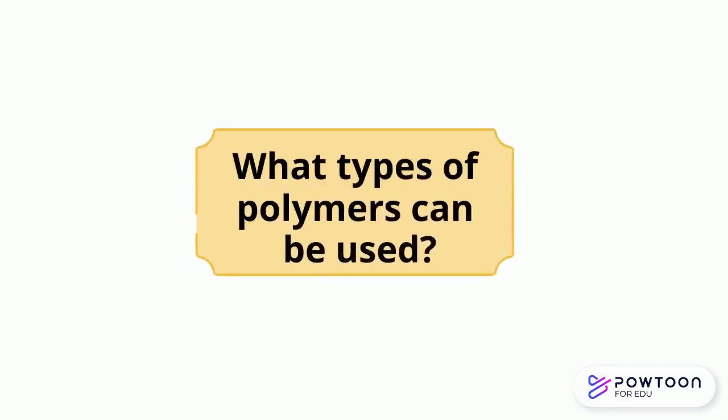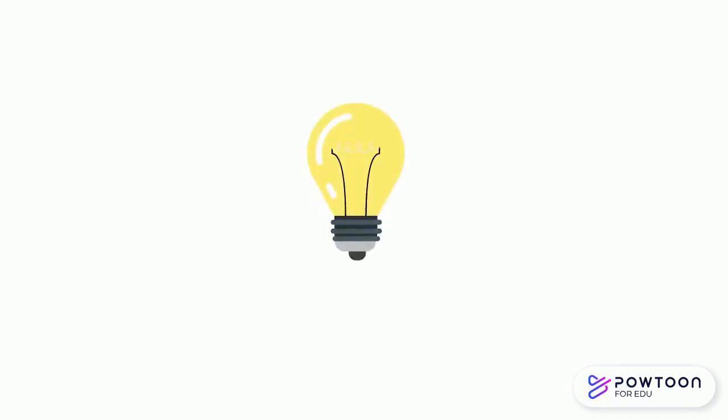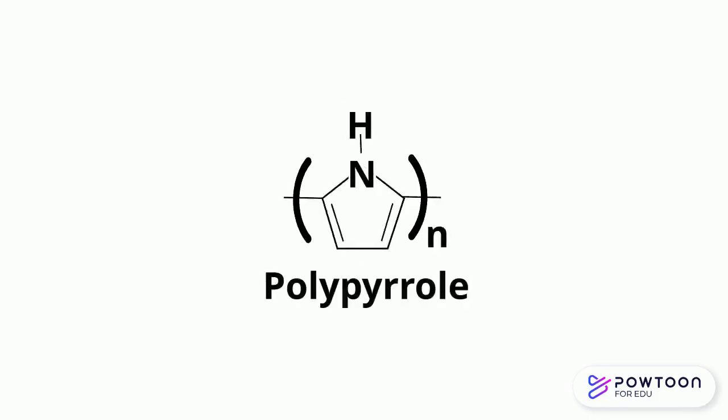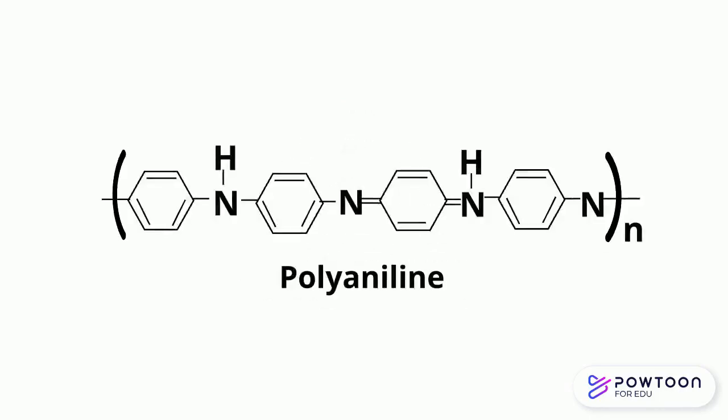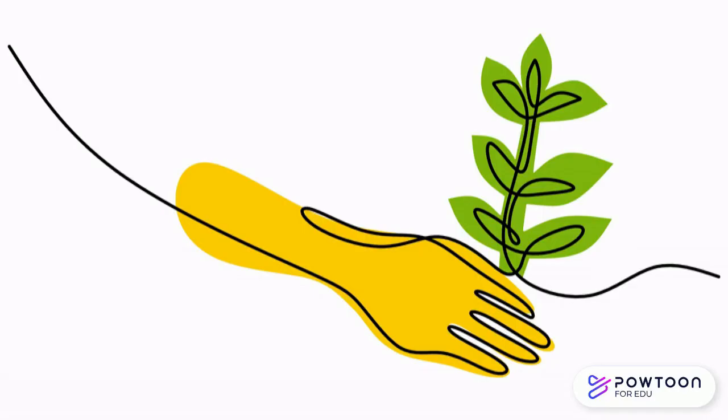What types of polymers can be used? An example of a group of polymers that can be used in remediation methods such as an ion exchange are known as conducting polymers, which conduct electricity. A few examples of conductive polymers include polypyrrole, polythiophene, and polyaniline. So why use polymers over other materials?